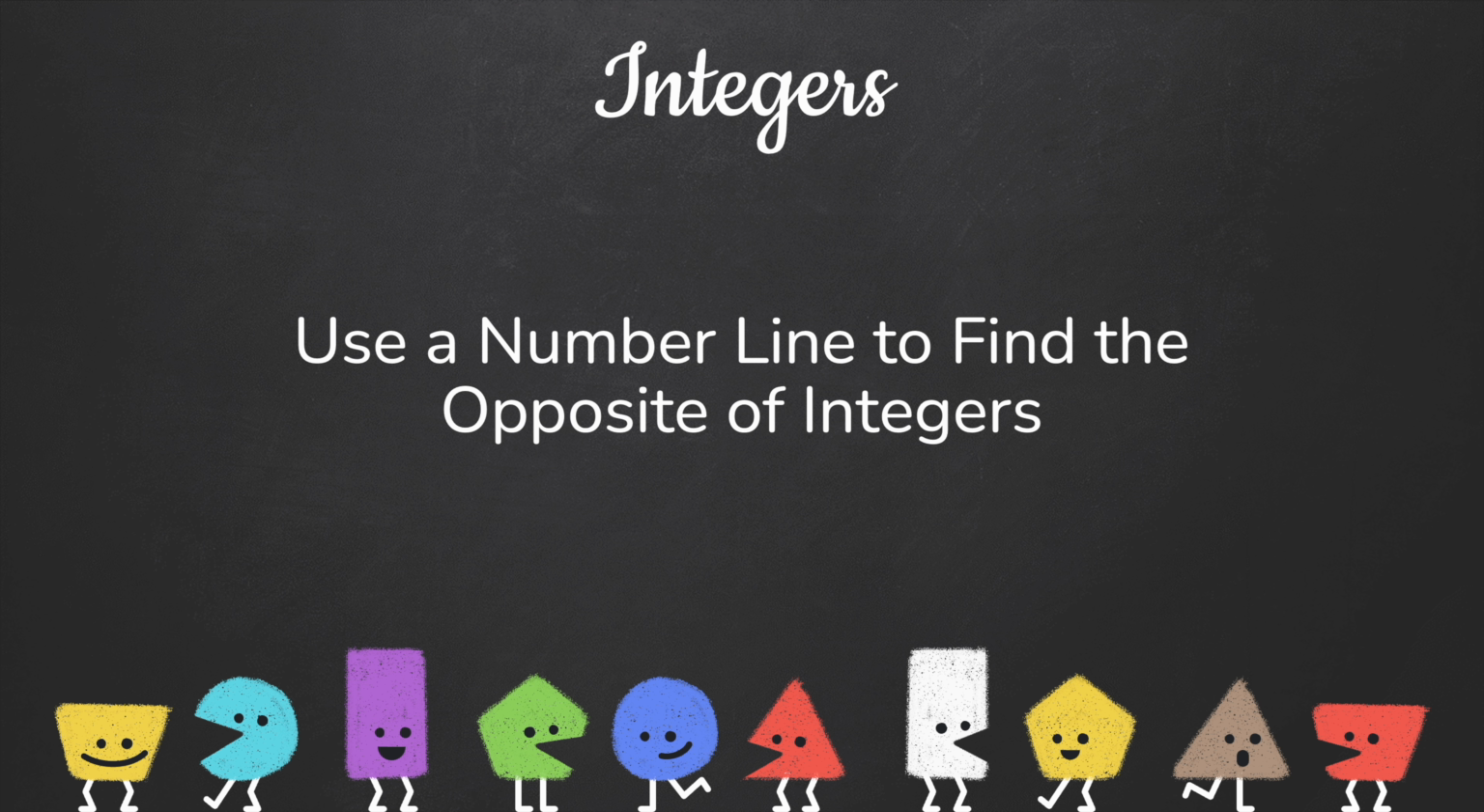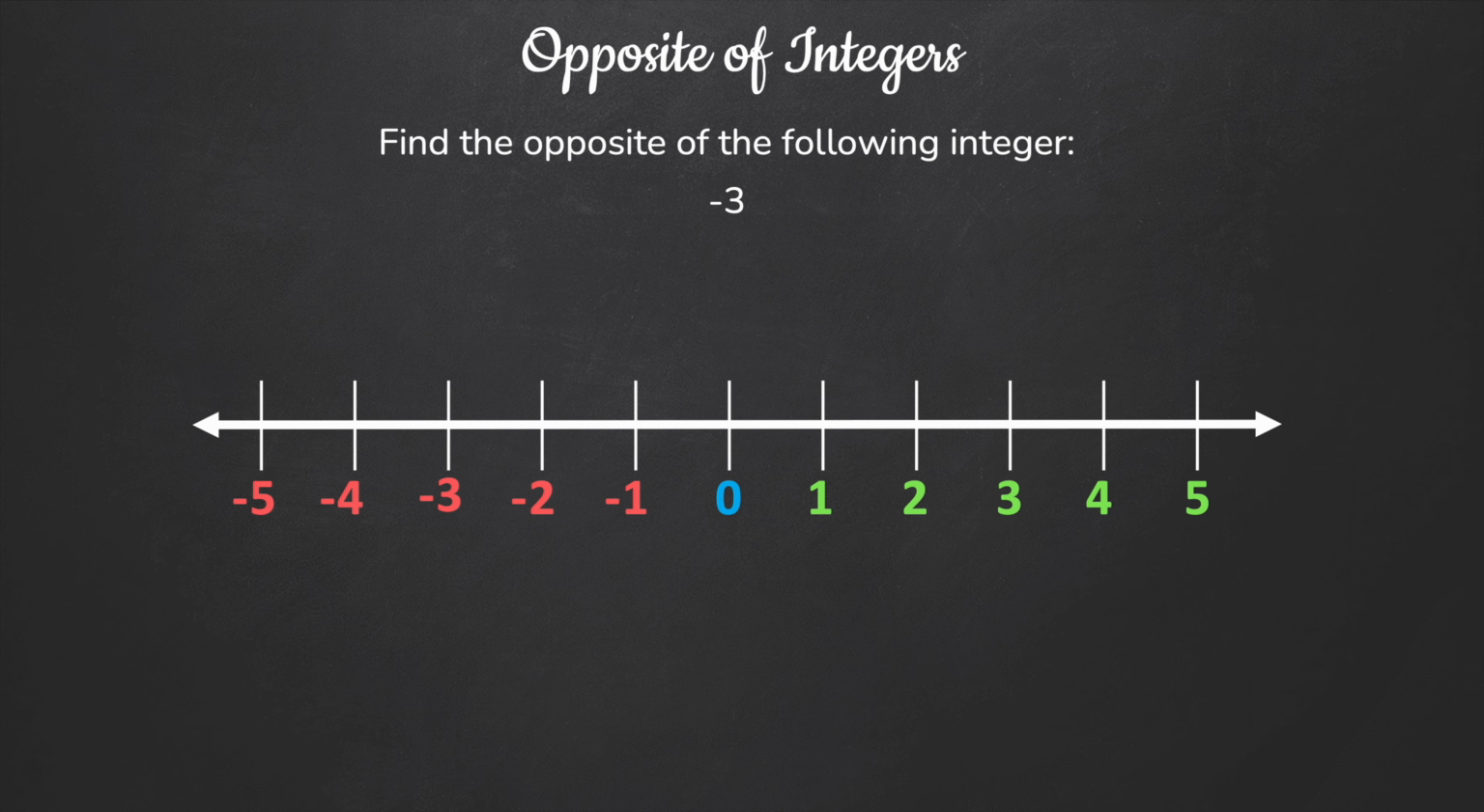Hello, mathematicians. Today we're going to be learning about integers, more specifically how to use a number line to find the opposite of integers. To get us started, here we have a problem that says find the opposite of the following integer, which is -3.